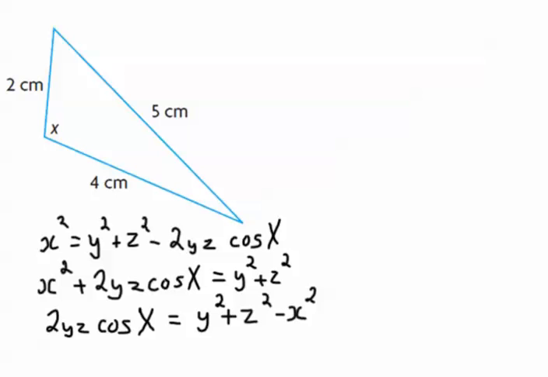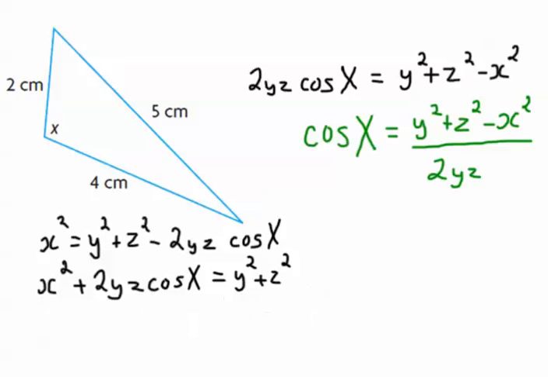And lastly, because the 2yz is multiplied by cosine x, I'll divide both sides by 2yz to have really the law of cosines, just in a different format. This is the way we want to use it if we want to find out what the angle is. And we could find out any of the angles. We could find out x, y, or z because we're given all three of the sides.